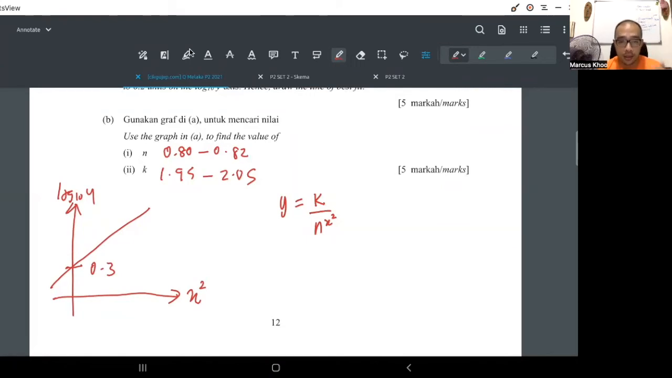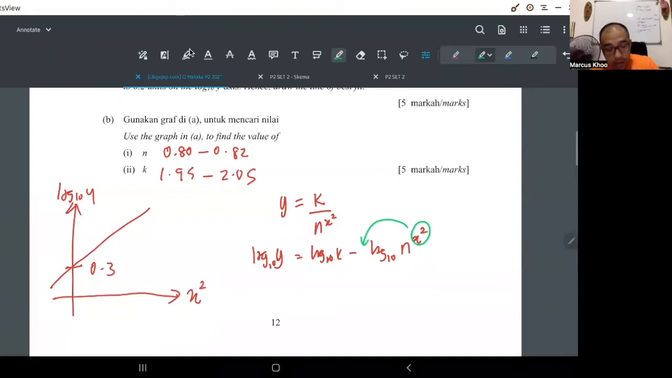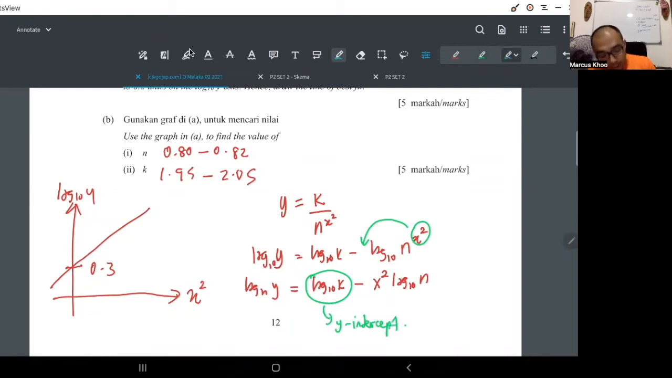Okay, so since we want log y, obviously you have to take the log. Log 10 y equals log 10 k minus log 10 n x squared, and this one you can bring down to the front. So you get log 10 y equals log 10 k minus x squared log 10 n, where log 10 k is the y-intercept and negative log n is the gradient.